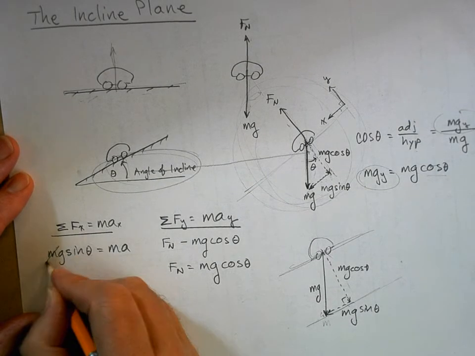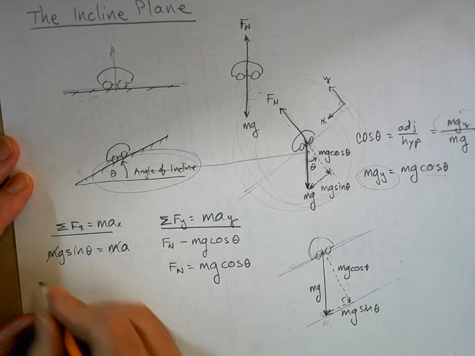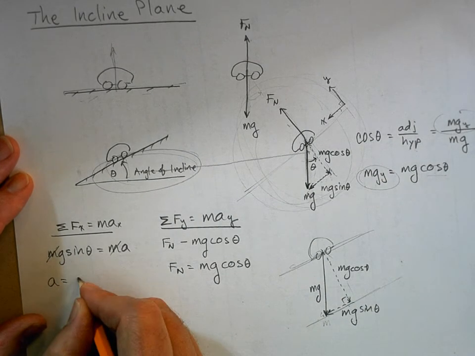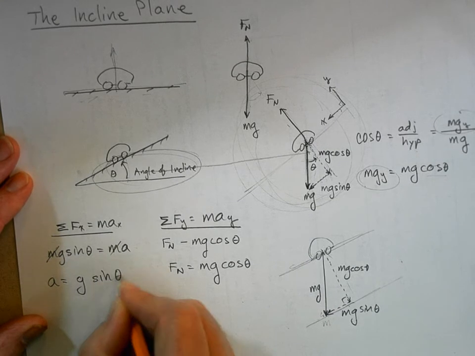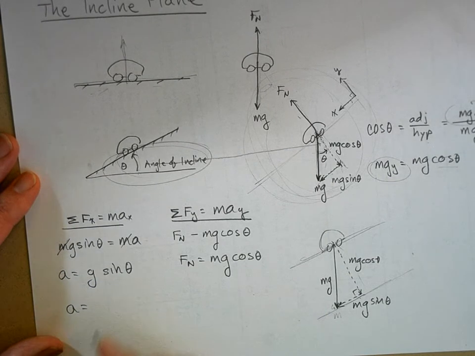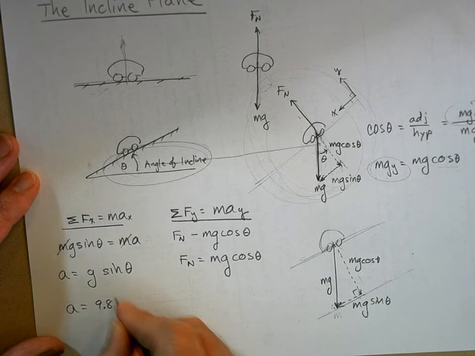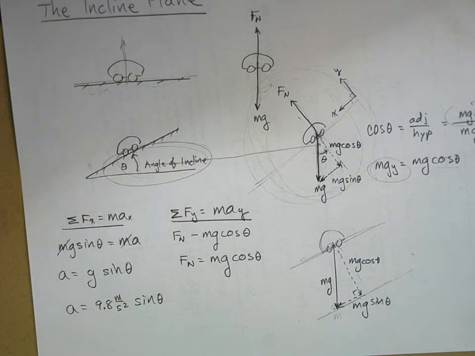Well, let's look in the x direction. Mass cancels on both sides. And so we can say the acceleration is just g sine theta. So in this case, the acceleration of the car is equal to 9.8 meters per second squared times the sine of the angle of incline. And there we go.